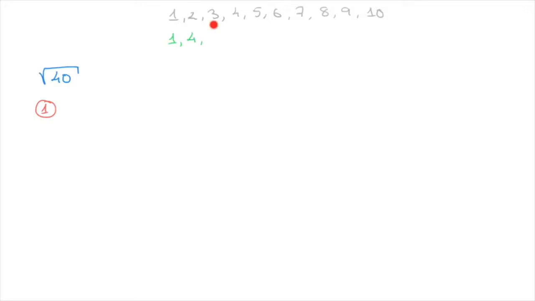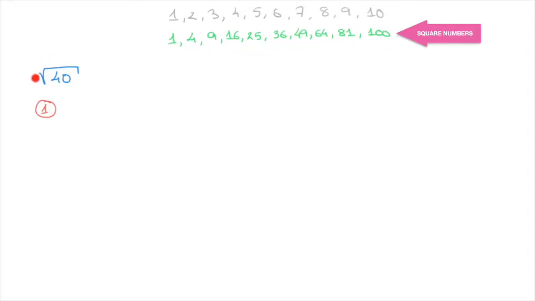To calculate 3 squared, that would be 3 times 3, which equals 9. For 4 squared, that would be 4 times 4, which equals 16. And carrying on that way, we quickly complete this second row of numbers. We now have the first 10 square numbers written here in green.